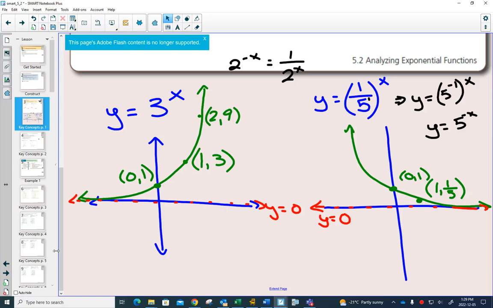And I have here that y equals (1/5) to the x is the same as y equals 5 to the negative x, which is just a 5 to the x graph reflected horizontally.